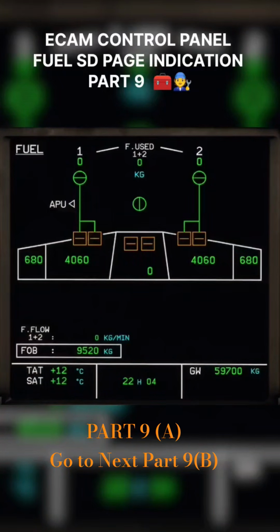Press the fuel page on the ECAM control panel, and you'll get this pop out on the lower ECAM, written as fuel. We'll discuss all the indications. This is about the configuration of the fuel tanks.